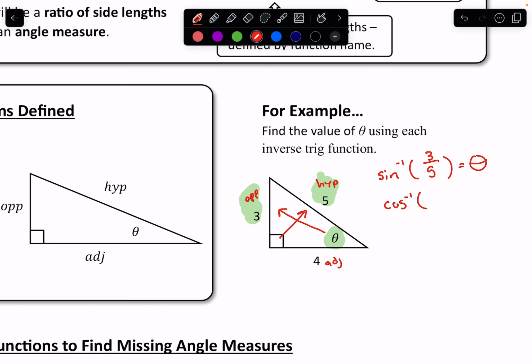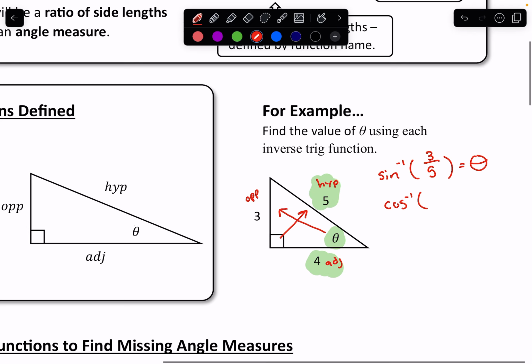Okay, cosine inverse. Instead of using the opposite and the hypotenuse, this time if I want to use cosine, I need to use the adjacent and the hypotenuse. So on top, I would put 4. On the bottom, I would put 5. And if I put that in my calculator, it would give me that angle that I don't know. Okay, last one, tangent inverse. Tangent uses the opposite on top, the adjacent on the bottom. And in this case, it would give me that unknown angle.